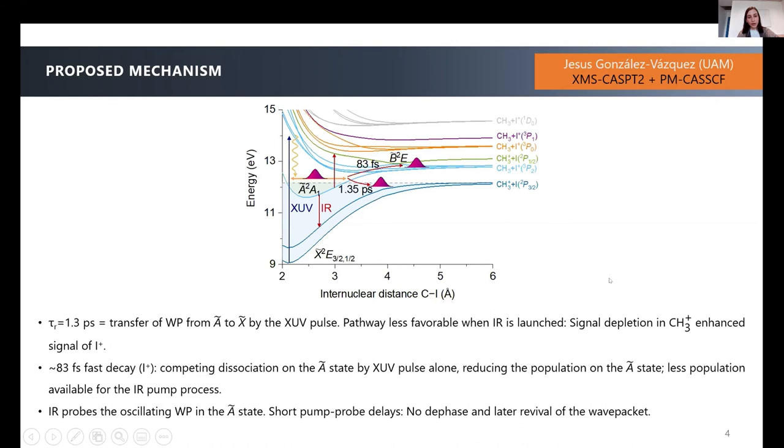On the other hand, the fast decay at 83 femtoseconds is a competing mechanism in which the wave packet, which is oscillating in the first electronic state, can absorb photons up to the B state manifold, leading to the generation of iodine plus. And this would lead to a reduction of the population of the first excited state available to this internal conversion mechanism. And on the other hand, as I told you, there is an oscillatory structure as well in the transient, which is basically the wave packet oscillating in this potential well, but probed by the infrared pulses that lead to photodissociation in the B state manifold. In principle, if we had performed longer pump-probe delays, we could observe the dephasing of the wave packet and the later revival of it, but we couldn't observe it because we performed very short pump-probe delays. So this is all.